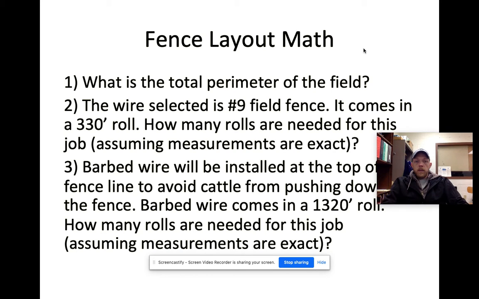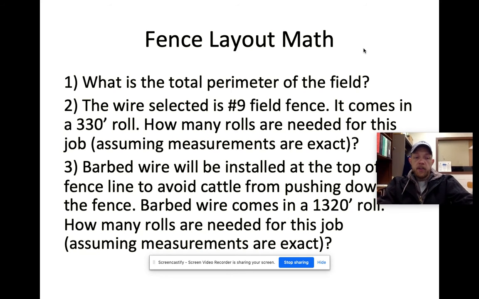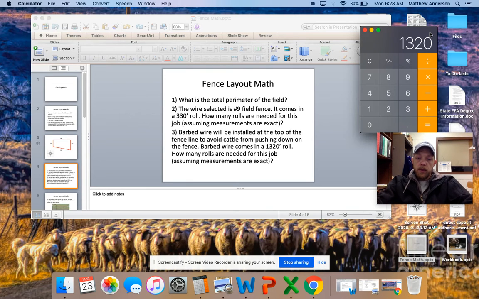Number 2, the wire that the farmer selected for this job is going to be number 9 field fence. That's a non-high tensile wire. It's very, very common for people that want non-high tensile wire. It's fairly cheap and it's easy to install. So this number 9 wire comes in a 330-foot roll. If we were to do the calculation, how many rolls do we need? Assuming that measurements are exact, we don't want to worry about having any extra on hand. So if we go back to our 1320, we divide that by 330, it says we need 4 rolls of that field fence wire.